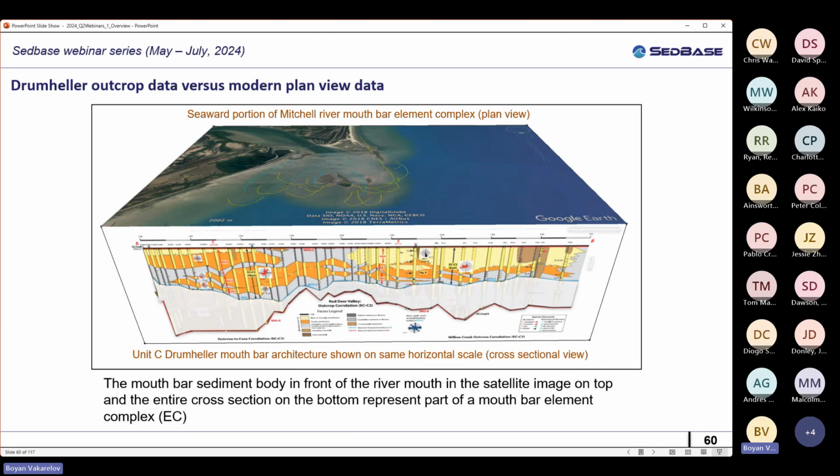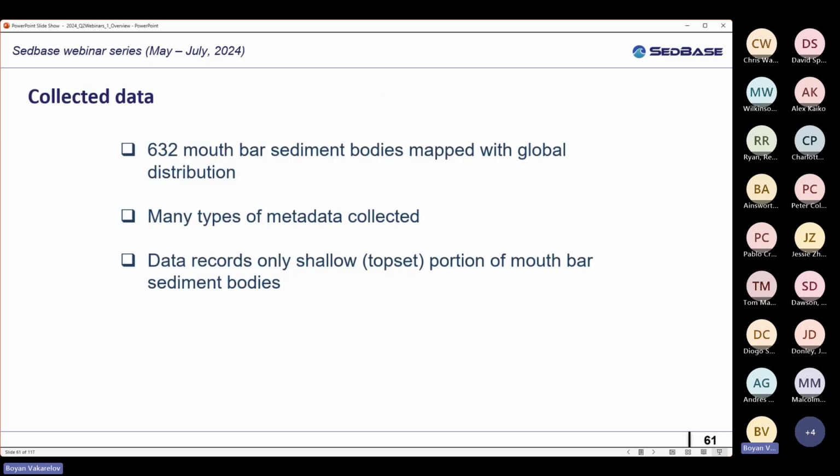So when we talk about the mouth bar database, in this case, we are referring to going around the world and trying to map systems such as this so that we can get a good feeling for how these active mouth bars are building over time, so that we can take the lessons and again apply them to the subsurface. So we have identified 632 mouth bars which have been done in this way, again with global distribution. So I've gone in and I have mapped all mouth bars that I've been able to find.